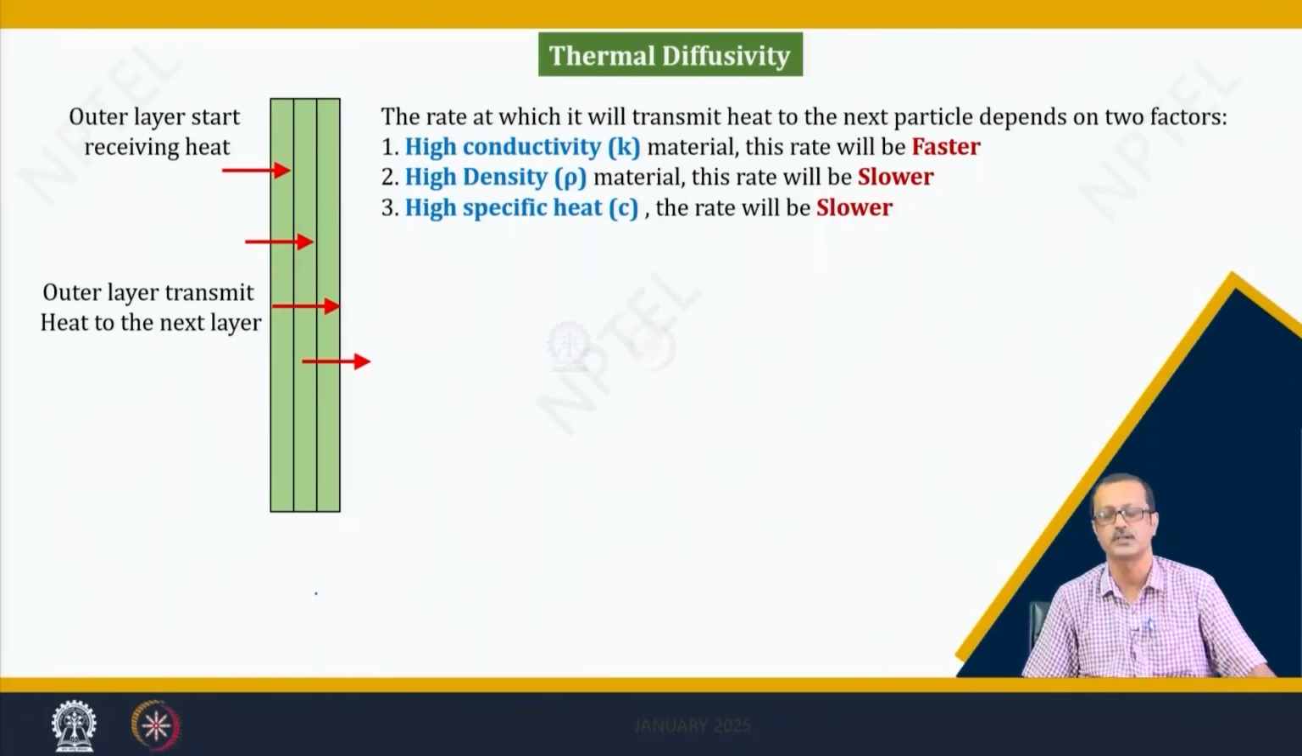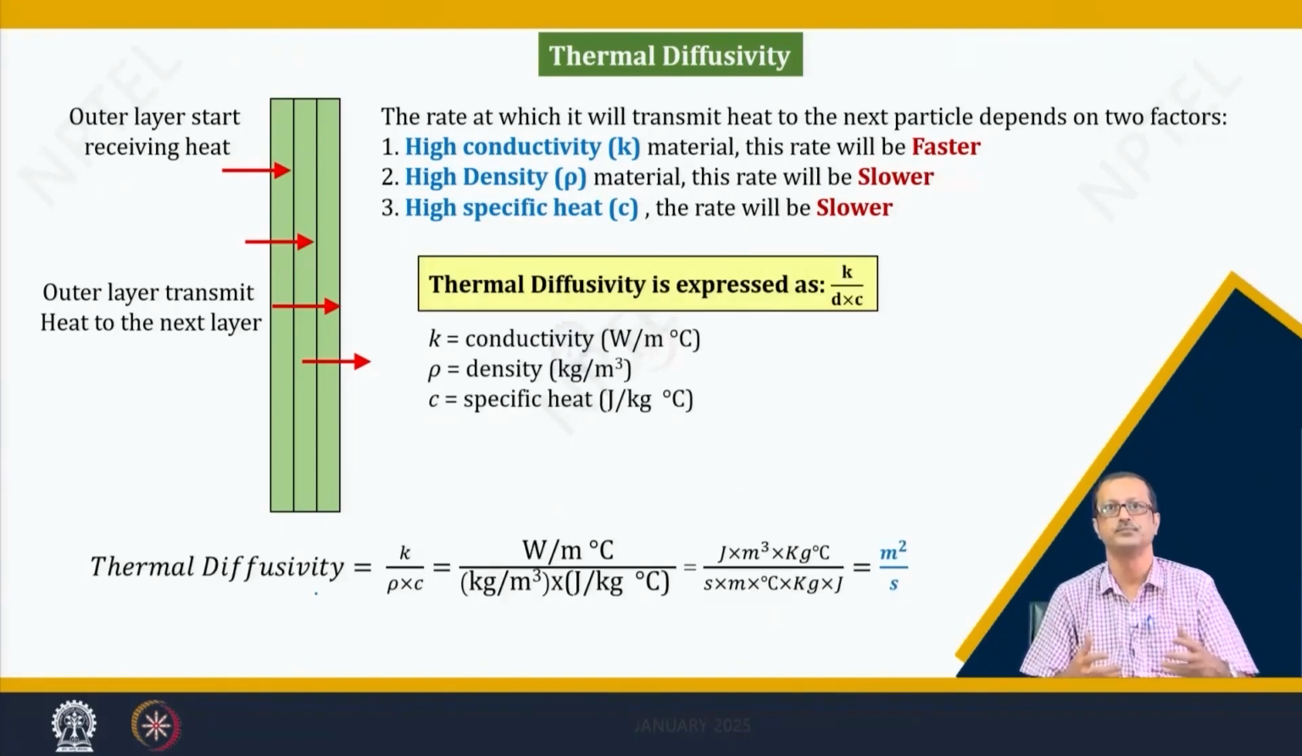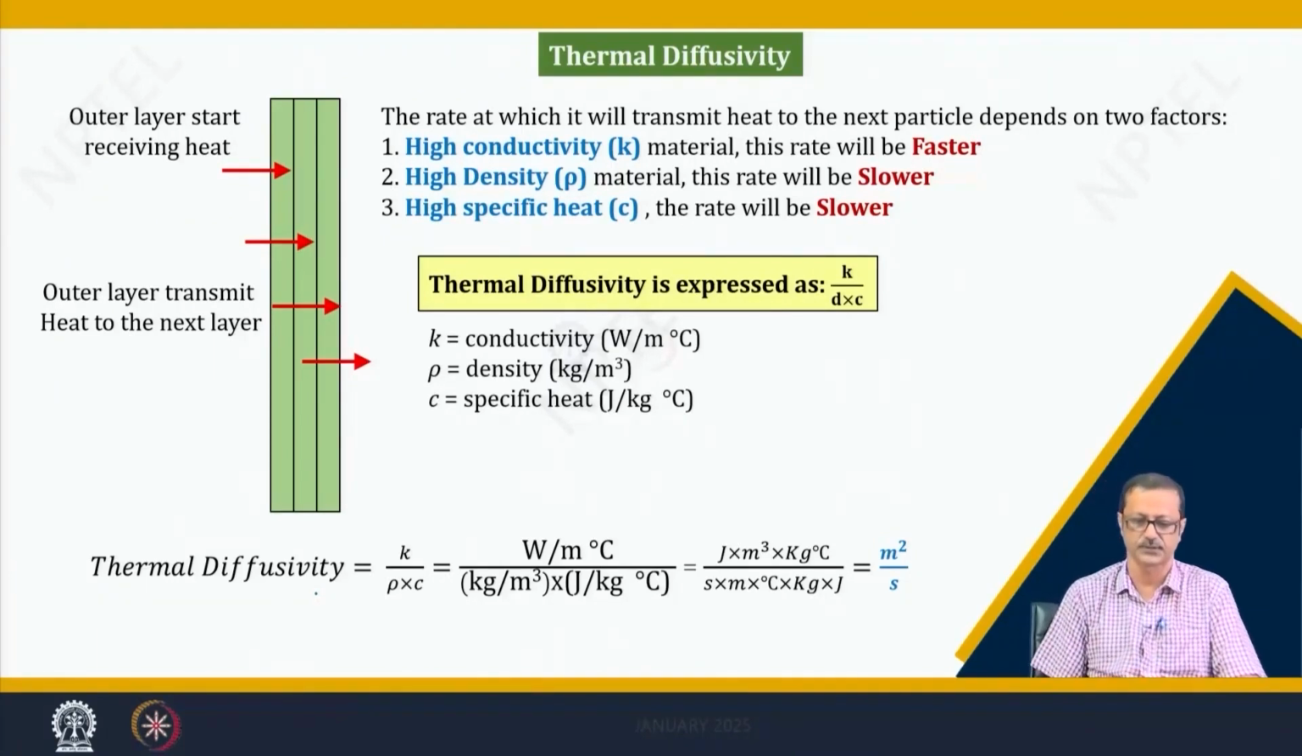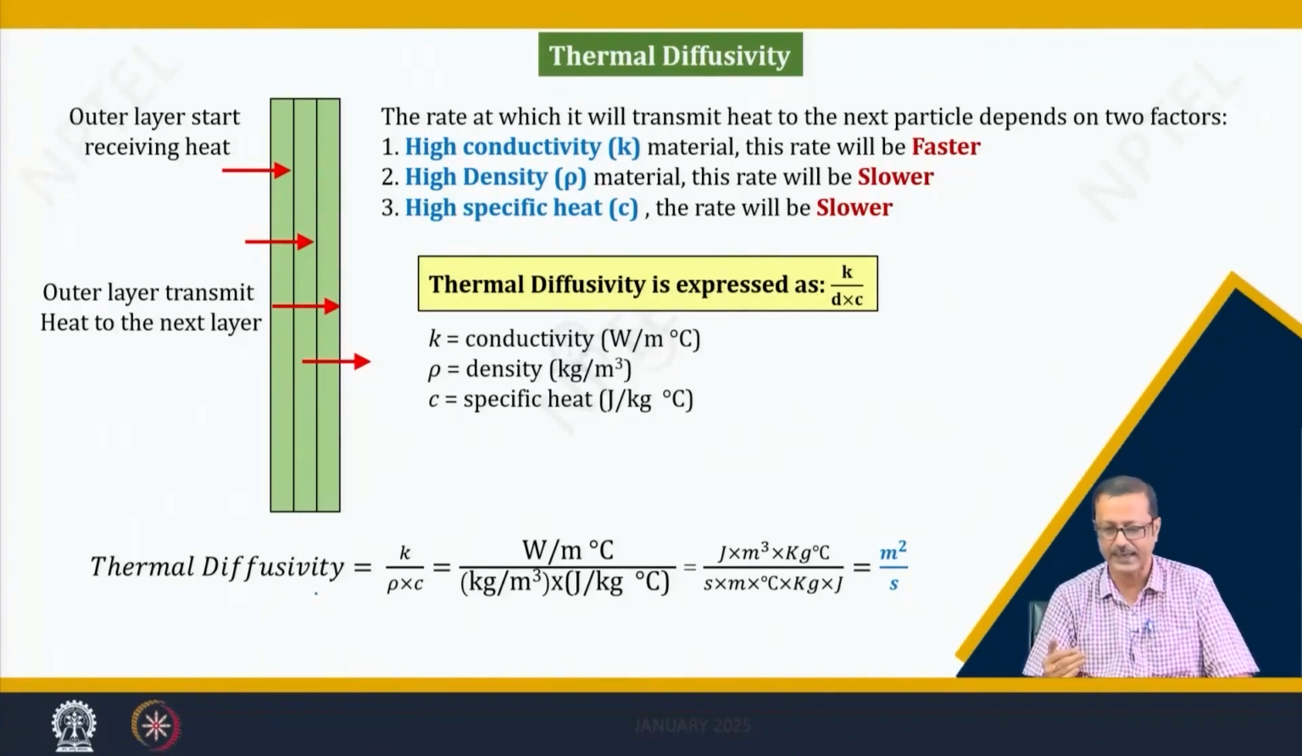So, from that point of view, we can devise another kind of equation or property, K divided by d by C. It should be rho, not d.